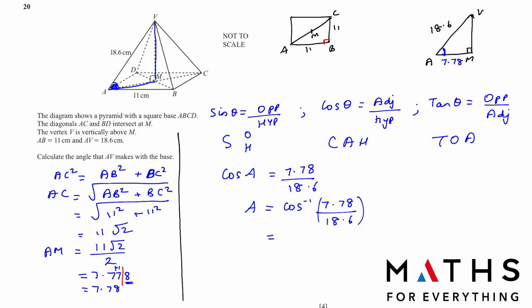Let's see what we get. We will get 65.27. We'll round it to 1 decimal place. So it will be 65.2, and not 2, sorry. There's a 7 here, so we add 1. It will become 65.3.